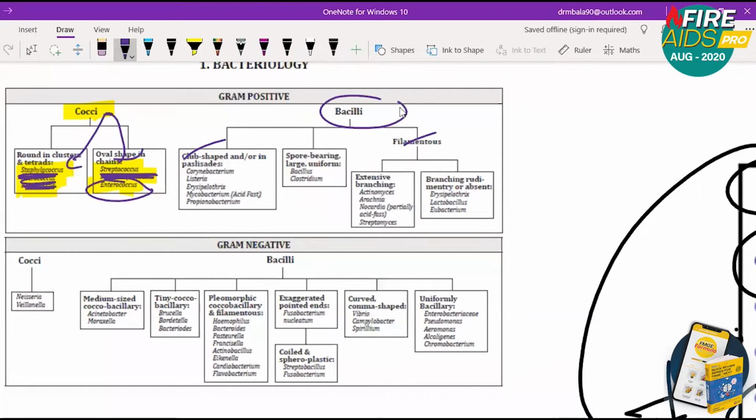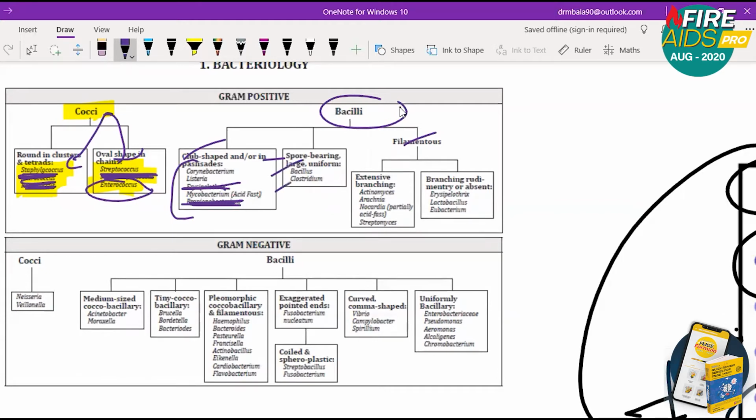Club shape means all these organisms: Corynebacterium, Listeria, Erysipelotrix, you don't need to know. Mycobacterium, Propionibacterium, I don't think you will need to know. So Corynebacterium, Listeria, Mycobacterium, these 3 you need to know. Spore bearing means Bacillus and Clostridium, you need to know.